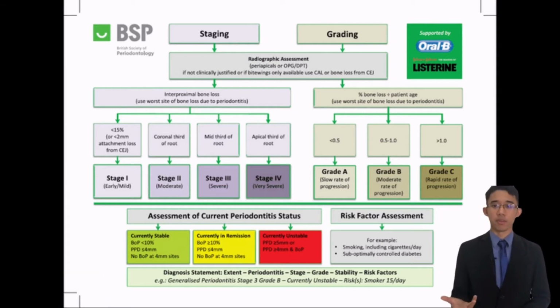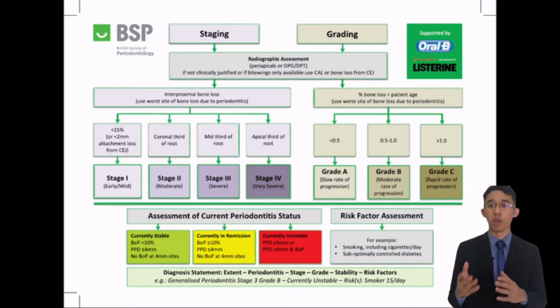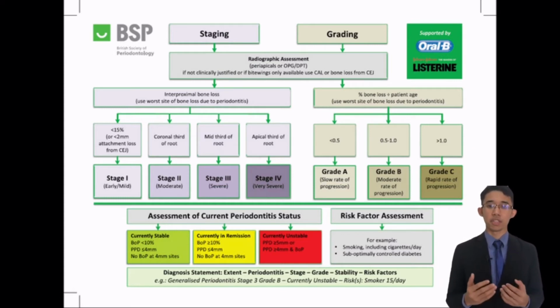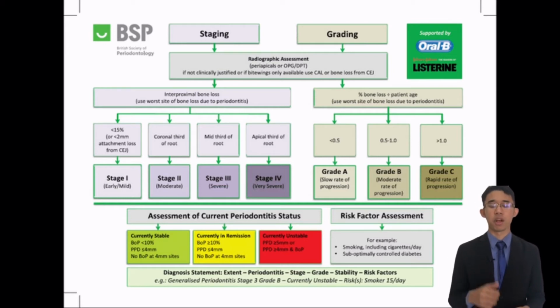Next, for grading, we will divide the percentage of bone loss by the age of the patient, and the result will be based on three classifications. First, less than 0.5, second, 0.5 to 1, and the third one is more than 1. We will then assess the current periodontal risk, which is divided into three: currently stable, currently in remission, and currently unstable. The last one is stating the risk factor if the patient has any. Hence, we will get the complete diagnosis statement.